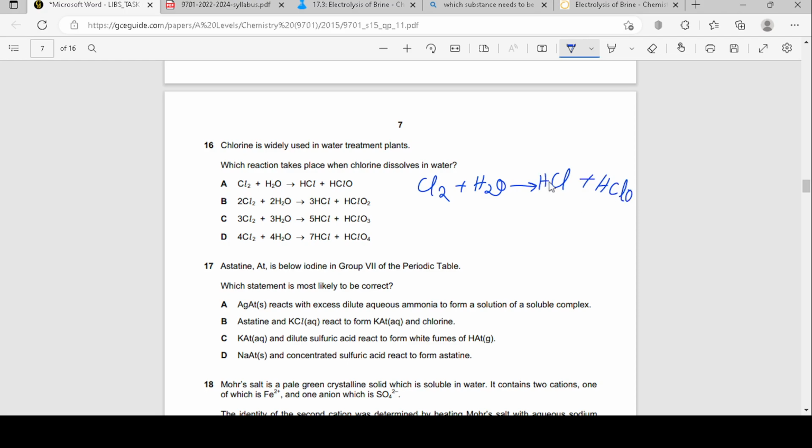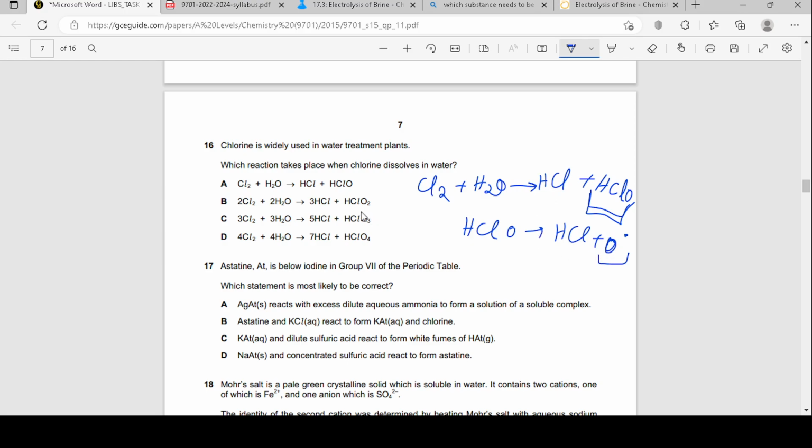This HClO can further decompose into HCl and reactive oxygen free radicals, which end up killing the bacteria in the water because they're very reactive oxygen radicals, right? So that's the reaction that happens. That's why we do chlorination of water, right? To kill the bacteria and stuff, because Cl2 and H2O give you HCl and HClO, and HClO is a very unstable compound which decomposes into HCl and oxygen free radicals.